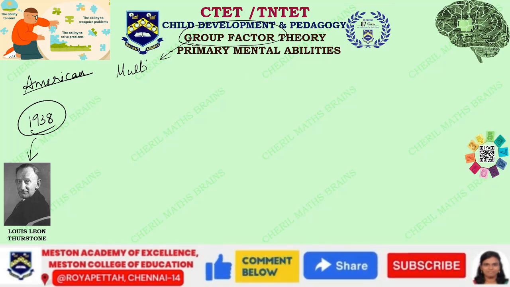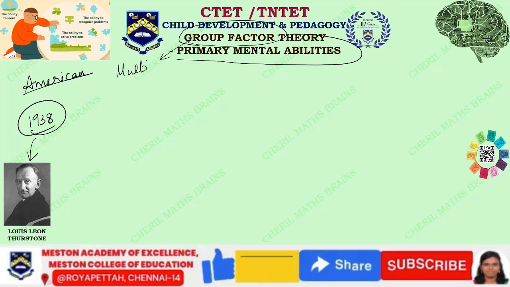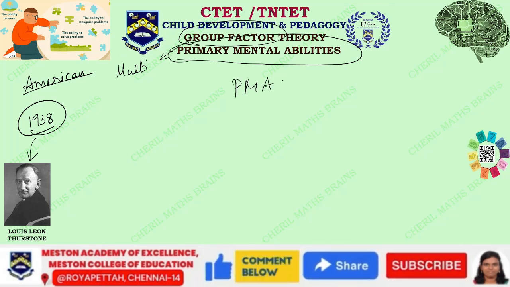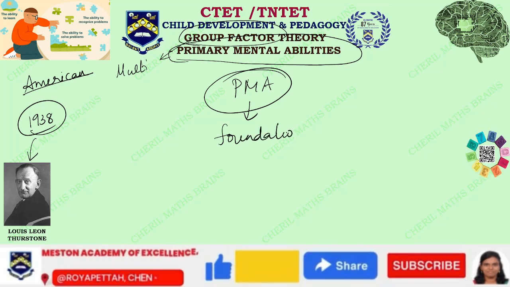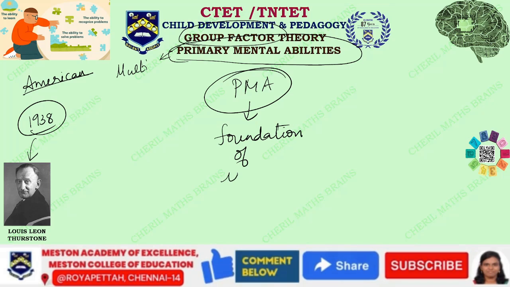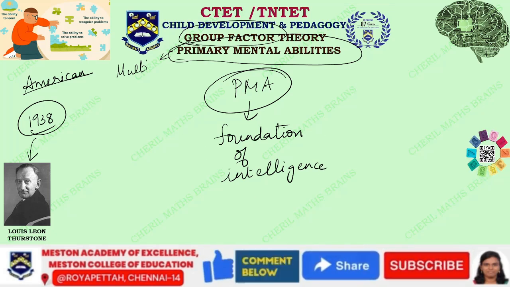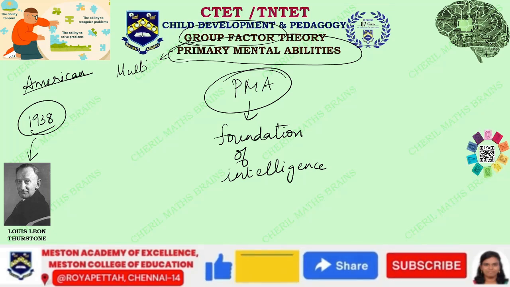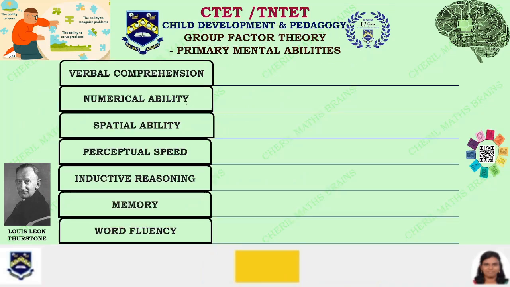But in this group factor theory, he says that intelligence is a combination of various primary mental abilities. They mention it as PMA, primary mental abilities, and these were understood to be the foundation of intelligence as per Thurstone. He says that all these foundations of intelligence, that is these primary mental abilities, contribute to the overall cognitive ability of a person, and he recognized 7 primary mental abilities, which we will be discussing in detail now.